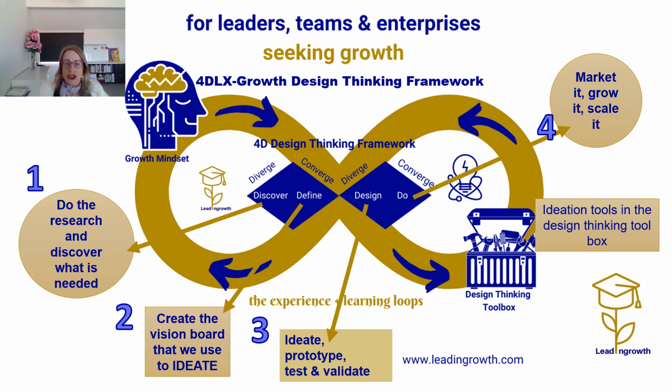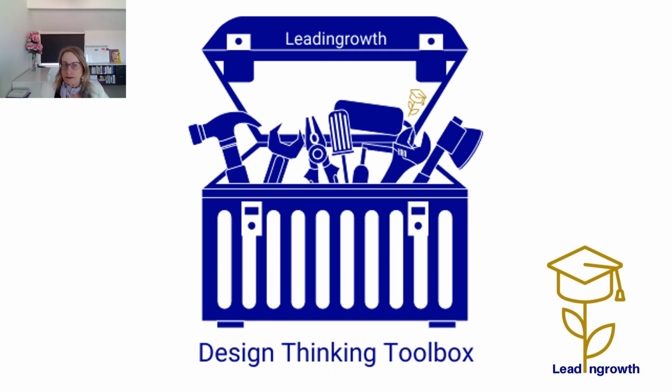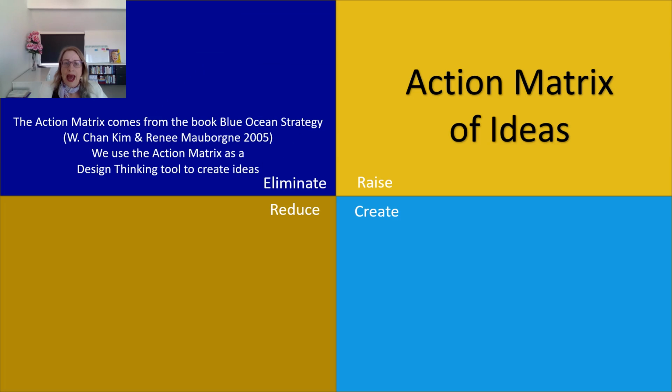And what we're trying to do here is use one of the tools in our design thinking toolbox, which is located within our learning and experience loops, and grab one of those that is going to help us to ideate in an effective way. So we grab the tool out of our toolbox, and that tool is called the action matrix of ideas.